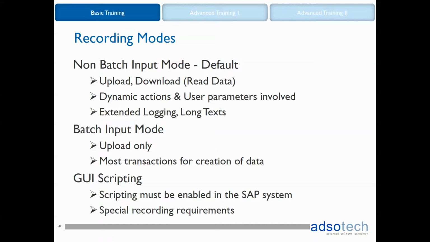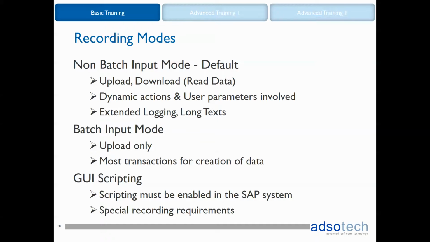With batch input mode, we're only able to do upload, so getting data from Excel to SAP, which is what we normally use Winshuttle transaction for. But if you would have a case where you need to download data from SAP to Excel, then you cannot use batch input mode. Some transactions simply work better with the batch input mode. So we have this rule of thumb where we say that if we are actually creating new data in SAP, then we might want to go with batch input mode when we create our script. And if we are in fact trying to change existing data in SAP, then we would go with non-batch input mode. This rule doesn't always apply, but it's a good rule of thumb.